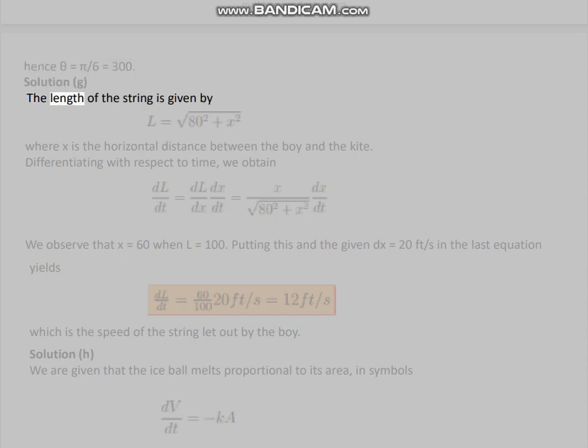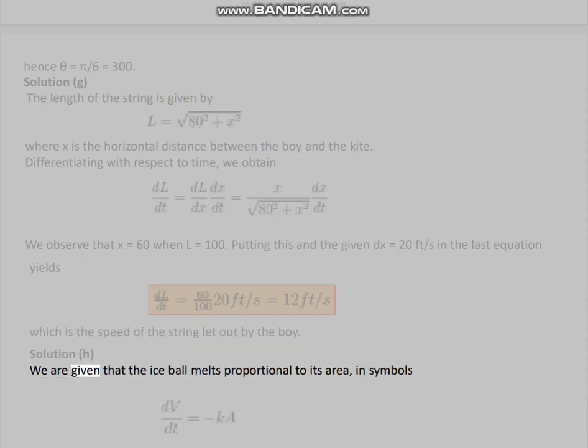Solution G. The length of the string is given by, where x is the horizontal distance between the buoy and the kite. Differentiating with respect to time, we obtain. We observe that x equals 60 when L equals 100. Putting this and the given dx/dt equals 20 feet per second in the last equation yields, which is the speed of the string let out by the buoy.